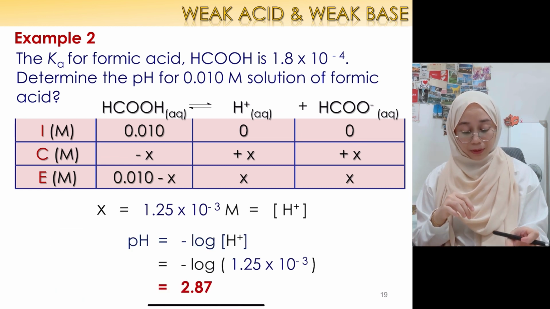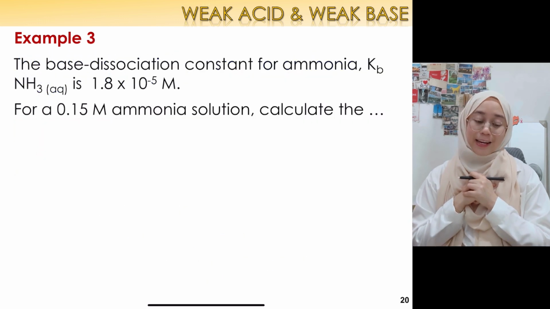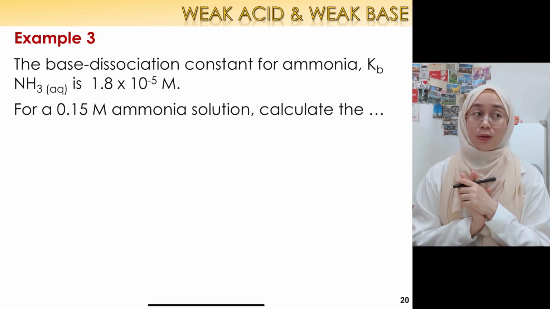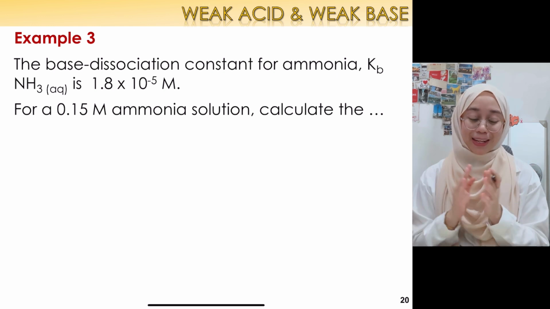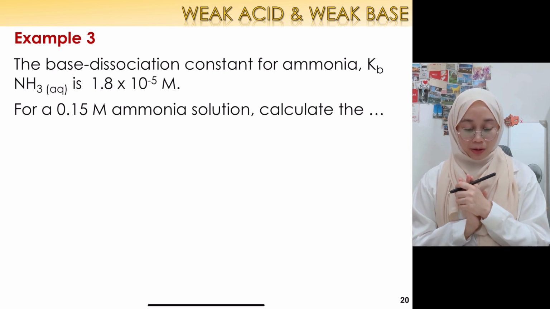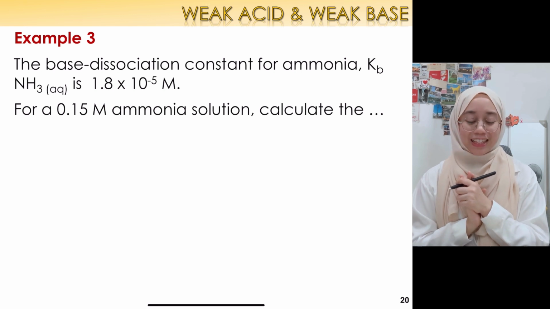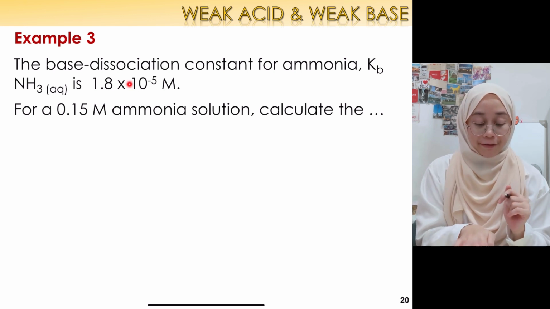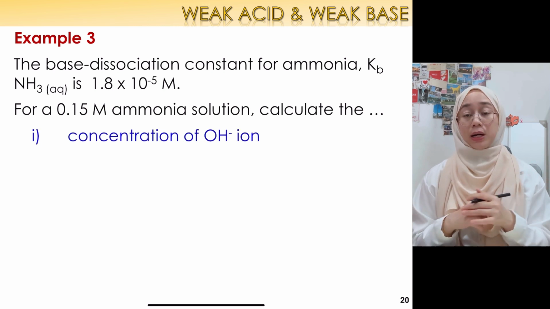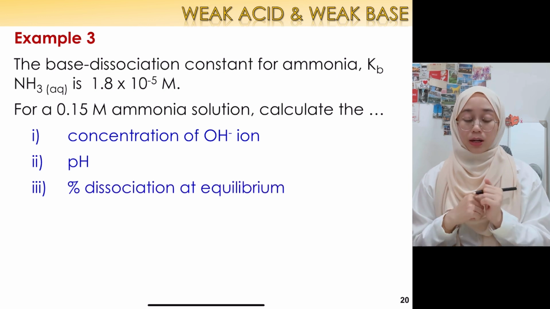So the last example dekat sini, kita tengok contoh yang guna base pula lah. Okay, so the base dissociation constant for ammonia adalah Kb. So kena ingat Ka, Kb tu dipanggil sebagai dissociation constant. Okay, and then dia dapat 1.8 exponent negative 5 kat sini. So boleh assume tak? Boleh. Okay, so ini boleh sebab ni exponent negative 5. Okay, and then given to you concentration of ammonia, so calculate the, ada banyak benda nak calculate. Calculate the concentration of OH minus ion, and then we have to calculate pH.